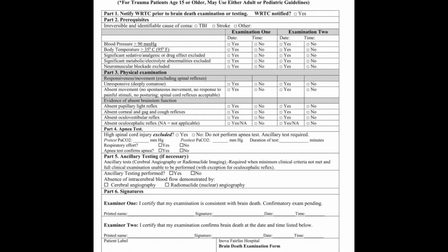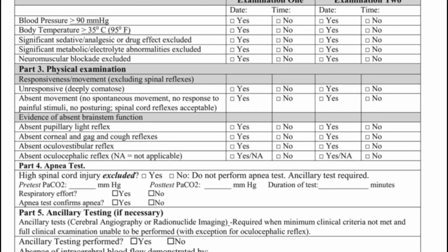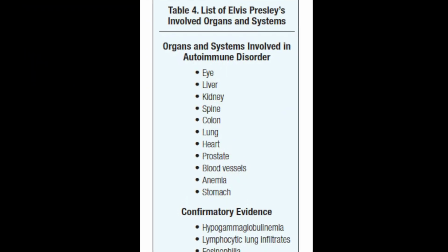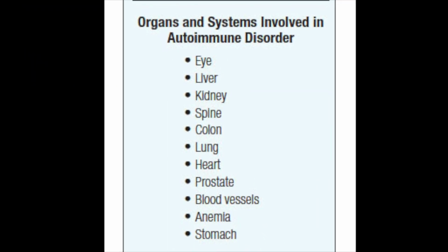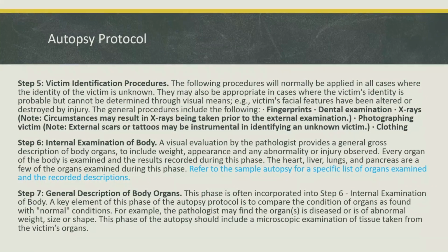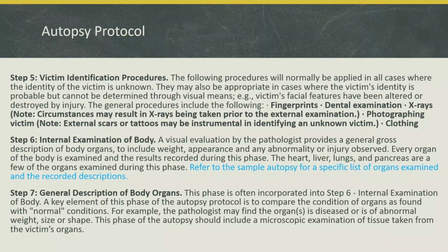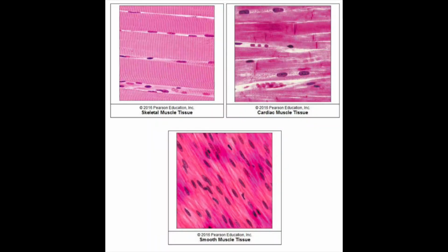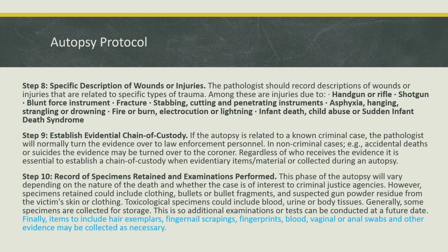Step 6, internal examination of the body. A visual evaluation by the pathologist provides a general gross description of body organs to include weight, appearance, and any abnormality or injury observed. The heart, liver, lungs, and pancreas are a few of the organs examined during this phase. Step 7, general description of body organs. A key element of this phase of the autopsy protocol is to compare the condition of organs as found with normal conditions.